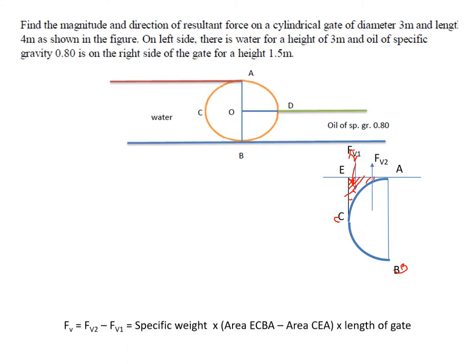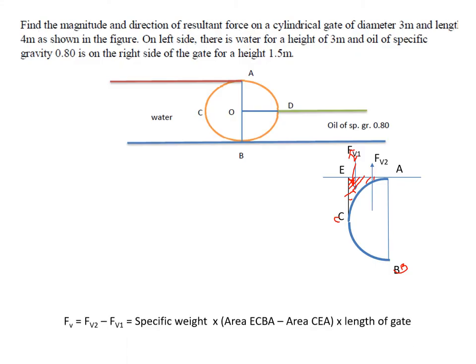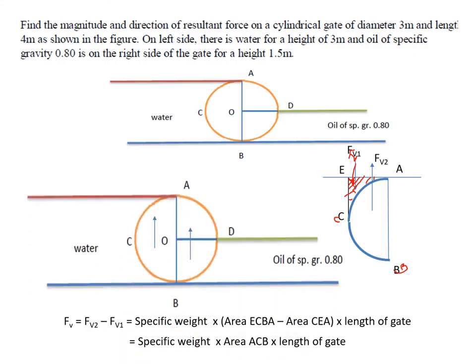So that's what we are going to do now. What is Fe? It is Fe2 minus Fe1, which is specific weight into area ECBA minus area CA. But area ECBA minus area CA is nothing but area ACB. So it is only area ACB you have to take and multiply with the length of the gate. You will get the weight of the water that is displaced. So this is what is to be understood.